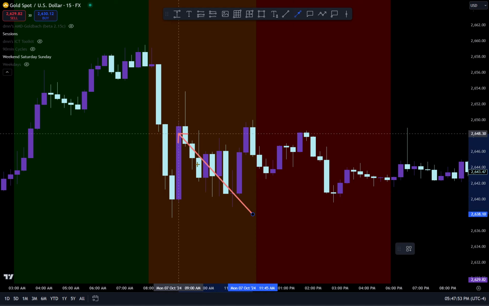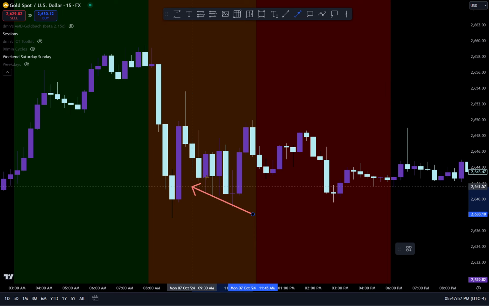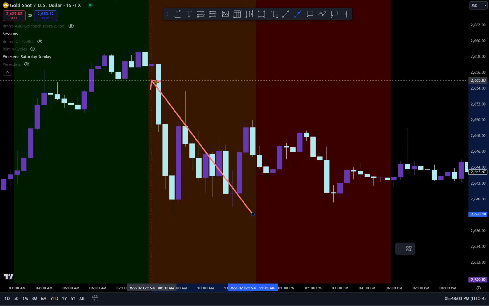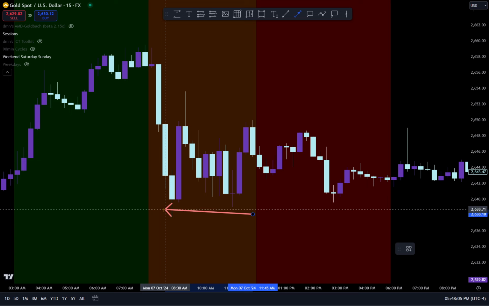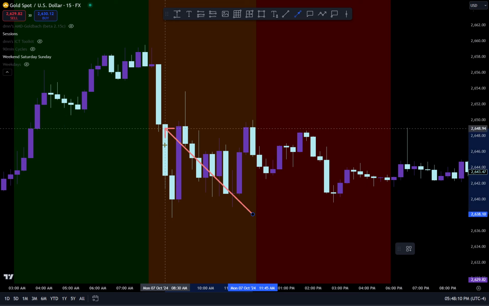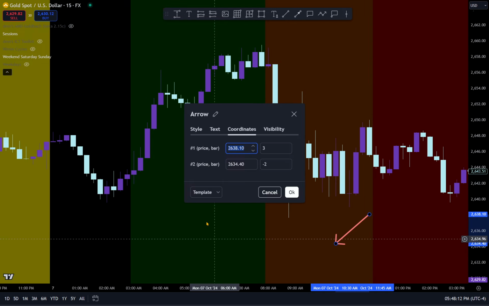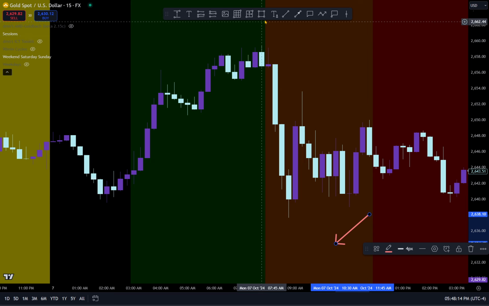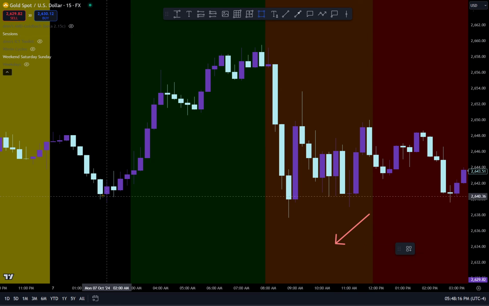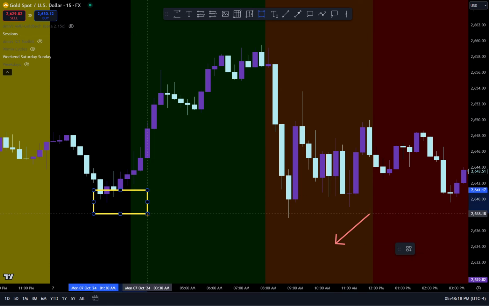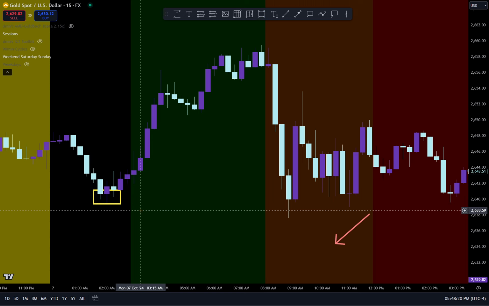I get it how it's up, up, up, up, up. It makes you feel like it wants to retrace. It's not really a super energetic move. It's lethargic right after the morning move. It's the only thing you're offered that day. And that's why I say London is the first move of the day. And especially if you trade Mondays and you're not a London trader, you are very limited.